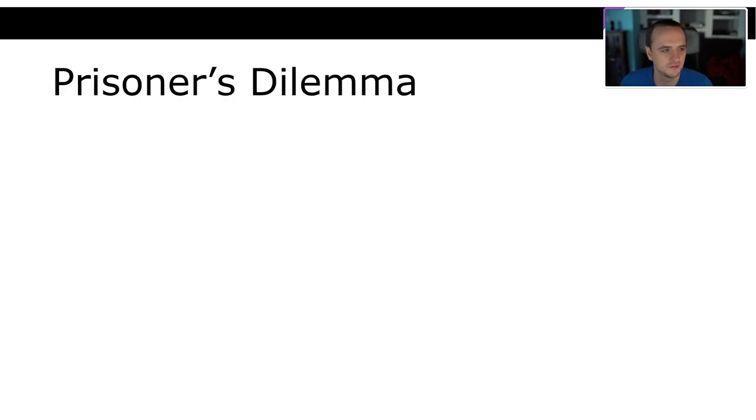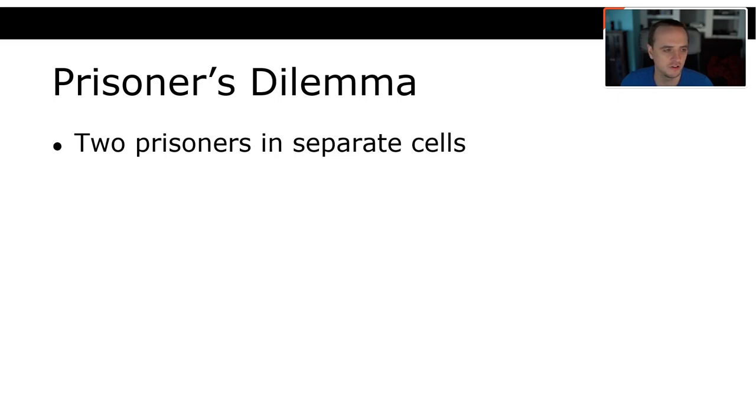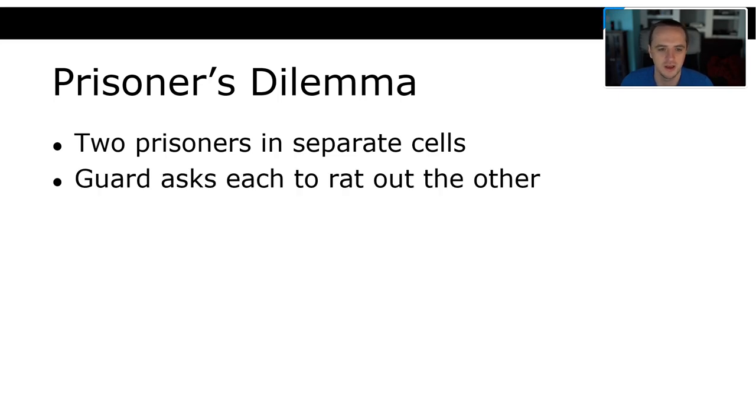Now we get to the prisoner's dilemma, probably the most famous question in all of game theory. So we have two prisoners that are in separate cells. And the guards or the police or whatever, they're going to ask each prisoner to rat the other one out. The cops go in to interrogate them, and they're going to say, you got to rat on your friend, you got to tell on him, you got to say that he did it. So the choices are, you can either keep your mouth shut, or you can rat on your friend, right?